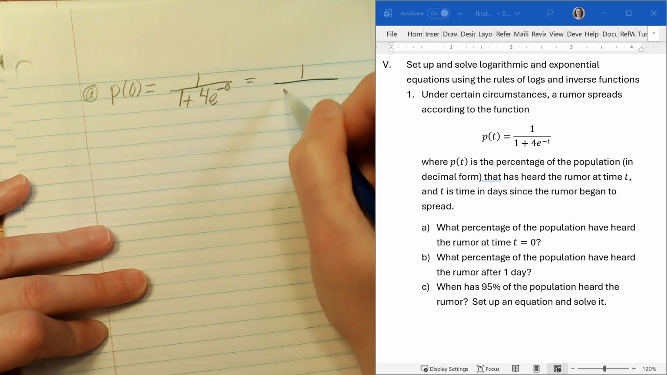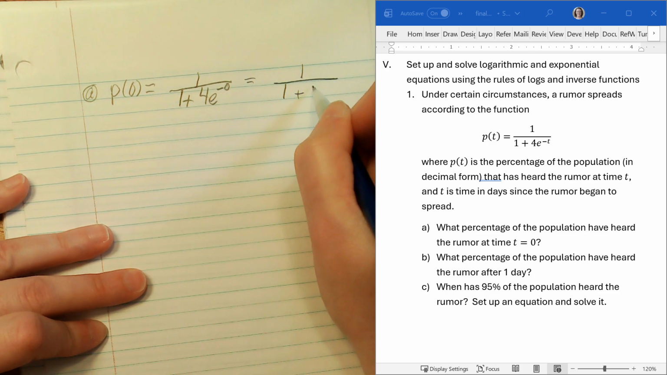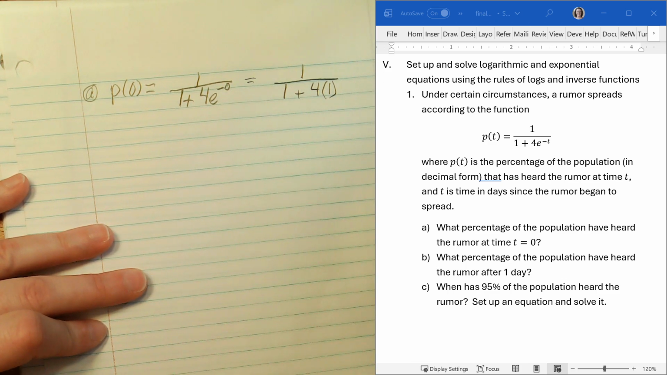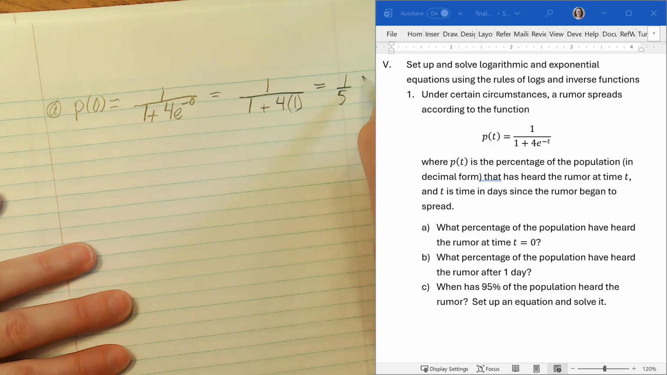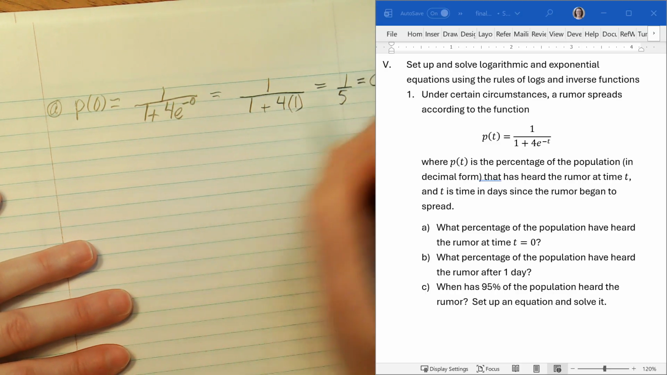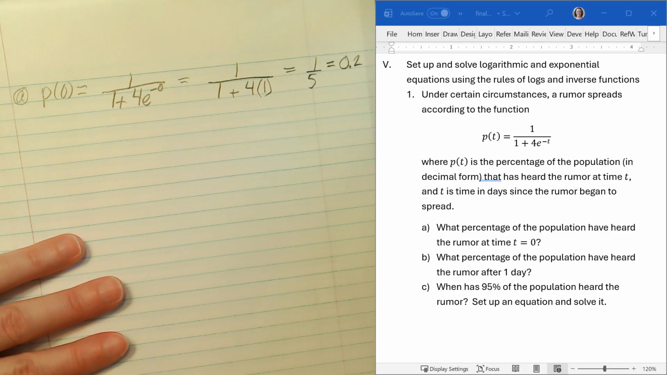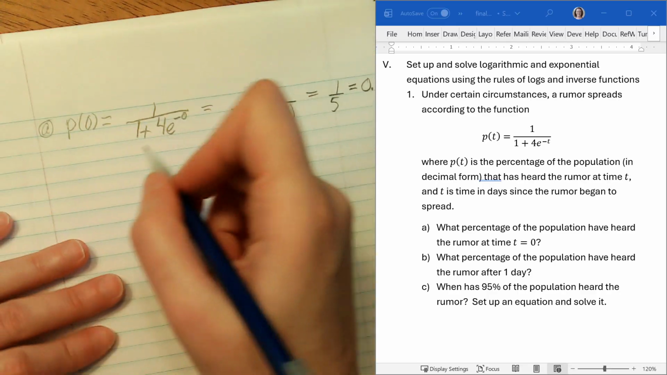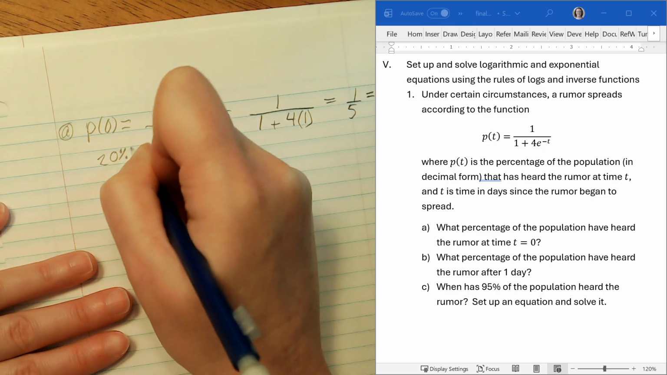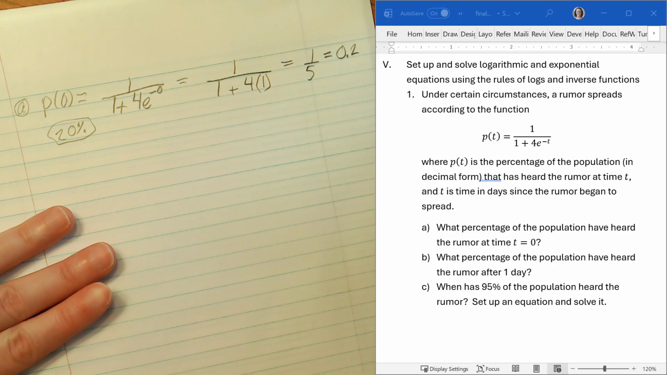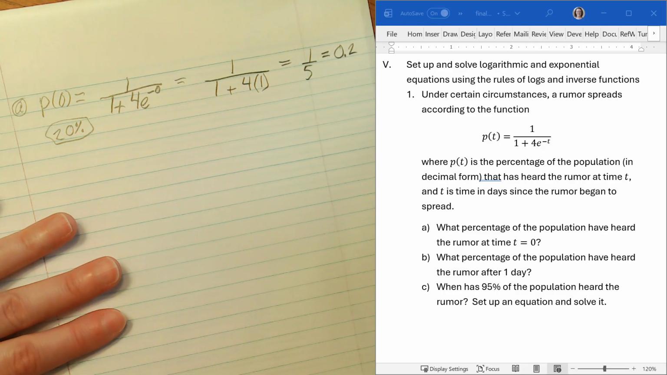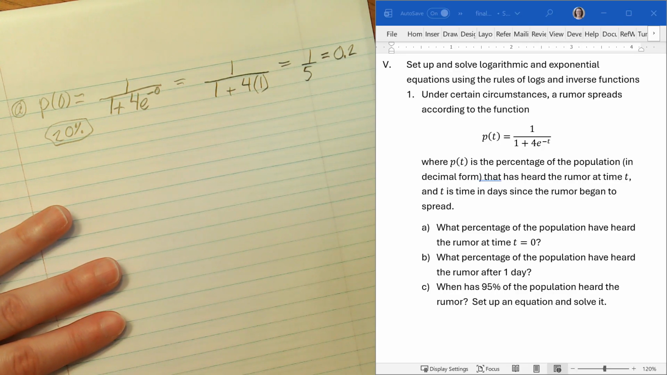And remember, anything raised to the 0 is 1, with the possible exception of 0 raised to the 0, which you'll hopefully learn about sometime in calculus class. So this is 1/5, which I believe is 0.2. You could also put this into a calculator if you wanted to. So 0.2, this means 20% of the population. So interpreting it in terms of the real-world application, 20% of people have heard this rumor. Basically, 20% of the people were there when the rumor was first announced in whatever form, I guess.